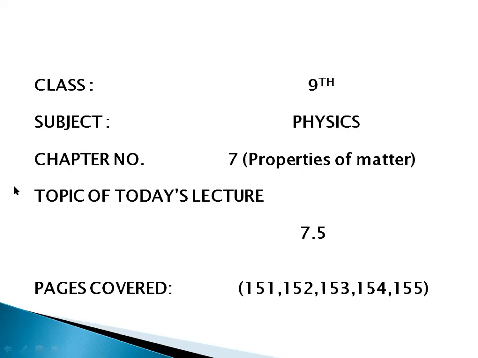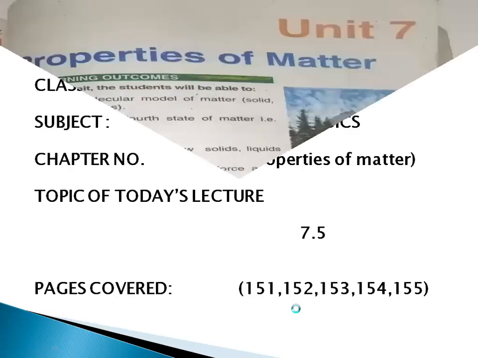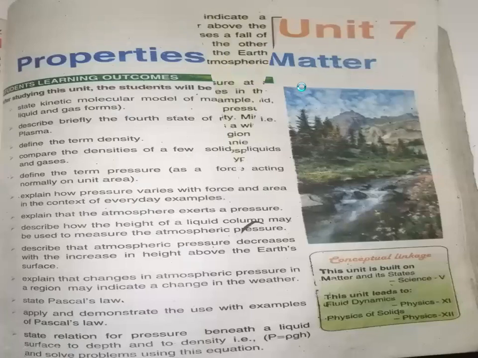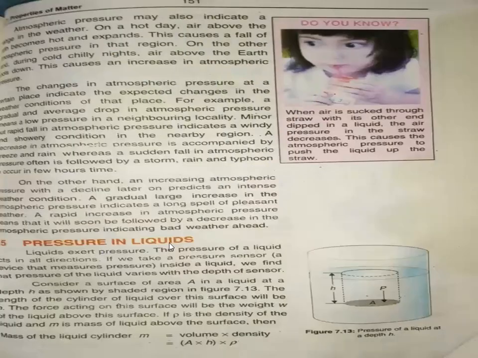I repeat, class 9, subject physics, chapter number 7, Properties of Matter, and the topic of today's lecture is 7.5, with pages covered from 151 to 155. Please start from page 151. We are on unit number 7, Properties of Matter, topic 7.5, which is pressure in liquids. If you open the 9th class textbook, page 151, you will find this topic.